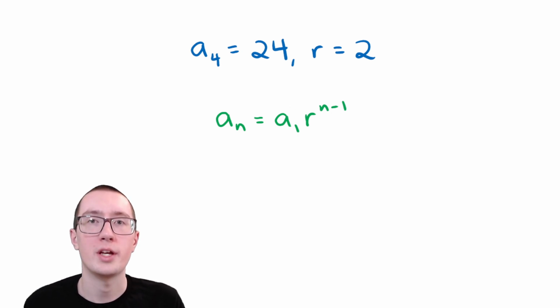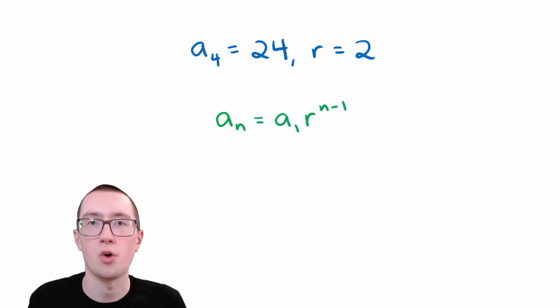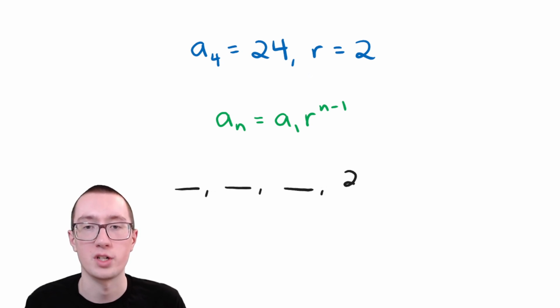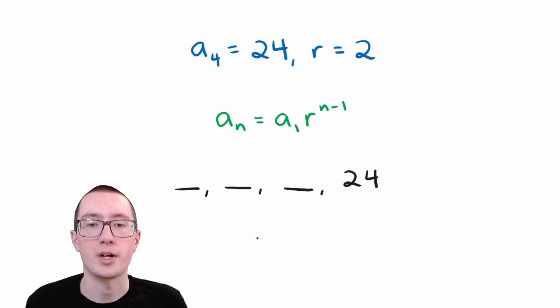So there are two main ways that we can do this. I'm going to show you the way that I think is easier, and then I'll also show you what teachers are probably teaching you. So the way that I think is easier to understand is to just think about it logically. We know that the fourth number is 24. So we have our first number, and then our second number, and then our third number, and then our fourth number is 24. And we know that we're multiplying by 2 each time.